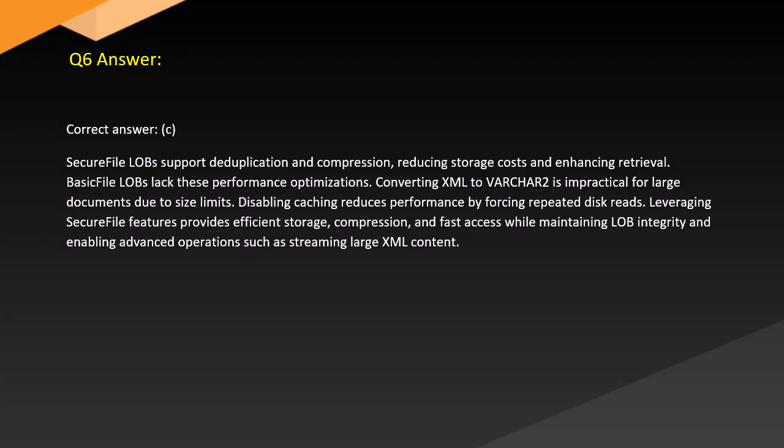Answer. Correct answer. A. SecureFile LOBs support deduplication and compression, reducing storage costs and enhancing retrieval. Basic file LOBs lack these performance optimizations. Converting XML to VARCHAR is impractical for large documents due to size limits. Disabling caching reduces performance by forcing repeated disk reads. Leveraging SecureFile features provides efficient storage, compression, and fast access while maintaining integrity and enabling advanced operations such as streaming large XML content.